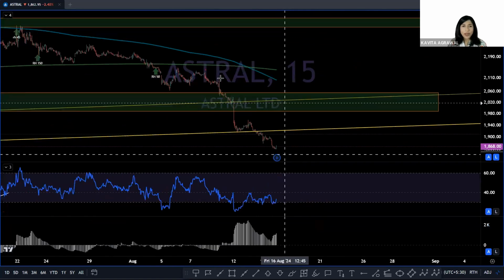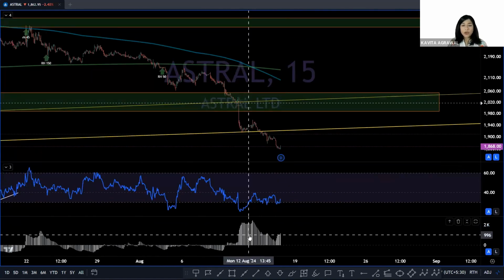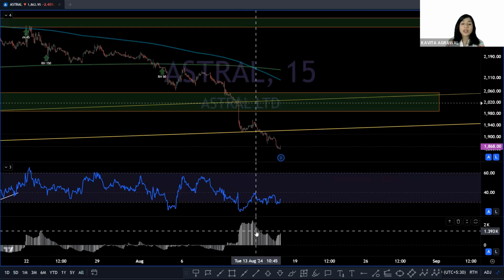So if I look at Astral on the 15-minute and the 75-minute time frame, if I look at the MACD and volume, I am seeing a high volume decline and I'm seeing the RSI in a very bearish zone. So I assume you're asking about Astral from a short-term perspective, and it does not look attractive from a short-term perspective at all.